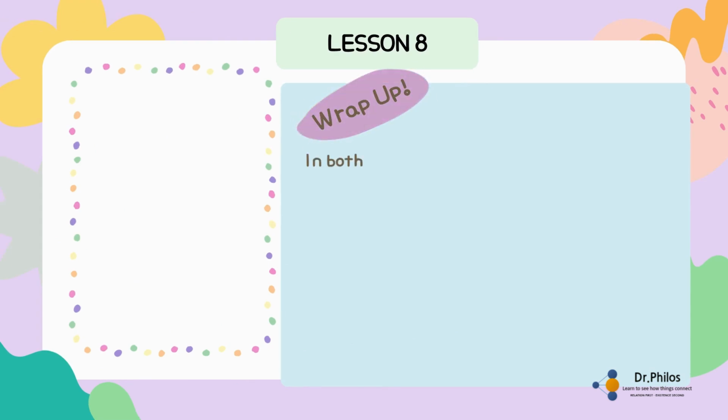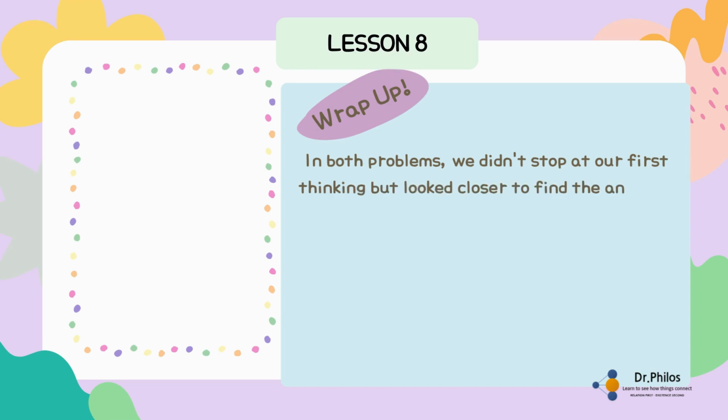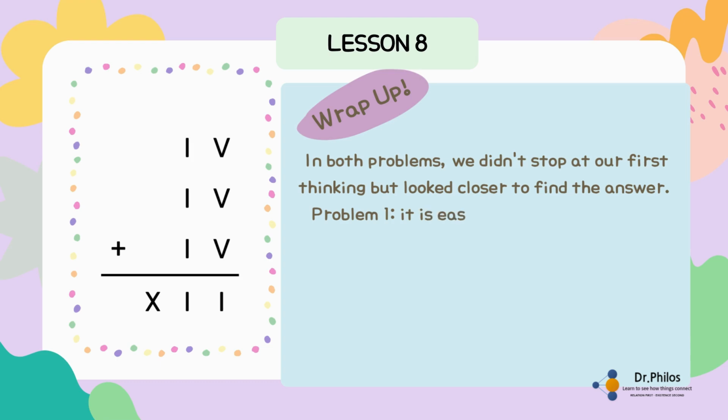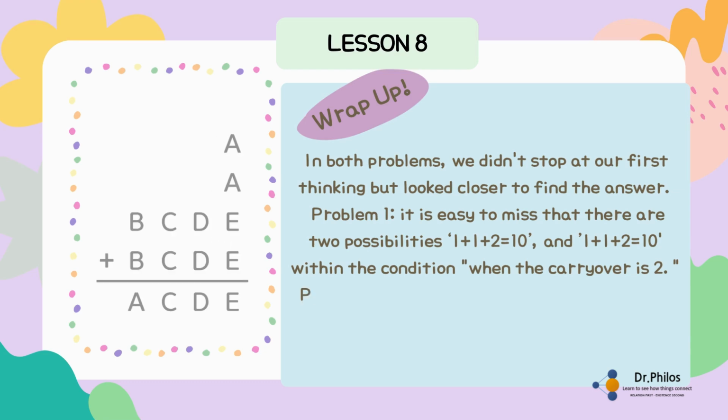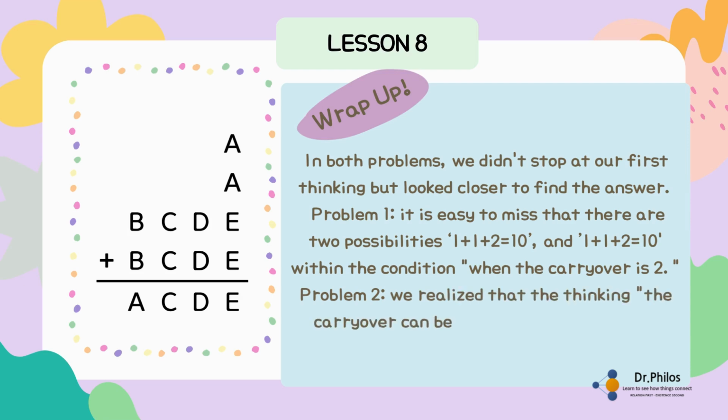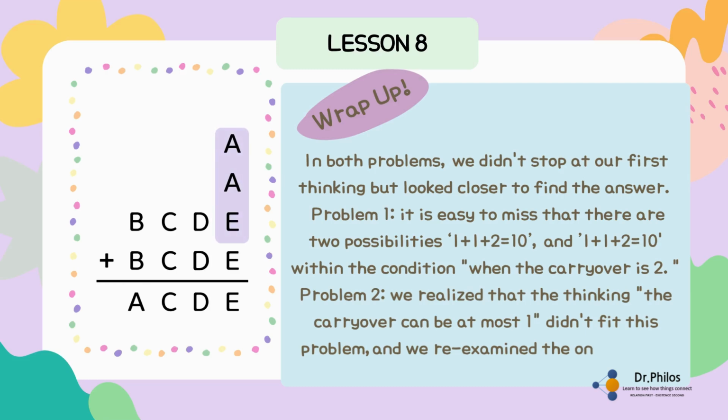In both problems, we didn't stop at our first thinking, but looked closer to find the answer. In problem 1, it is easy to miss that there are two possibilities: I plus 2 equals 10, and I plus 2 equals 20, within the condition when the carryover is 2. In problem 2, we realized that the thinking, the carryover can be at most 1, didn't fit this problem. And we re-examined the ones place.